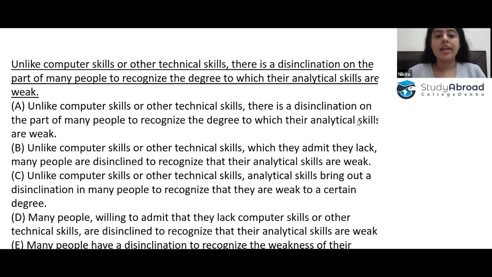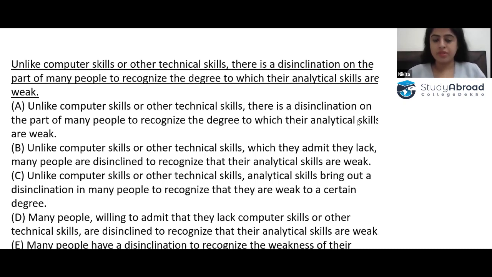It says, unlike computer skills or other technical skills, there is a disinclination on the part of many people to recognize the degree to which their analytical skills are weak. Pause the video, read it for yourself. Alright, so did you understand the actual meaning of the sentence?